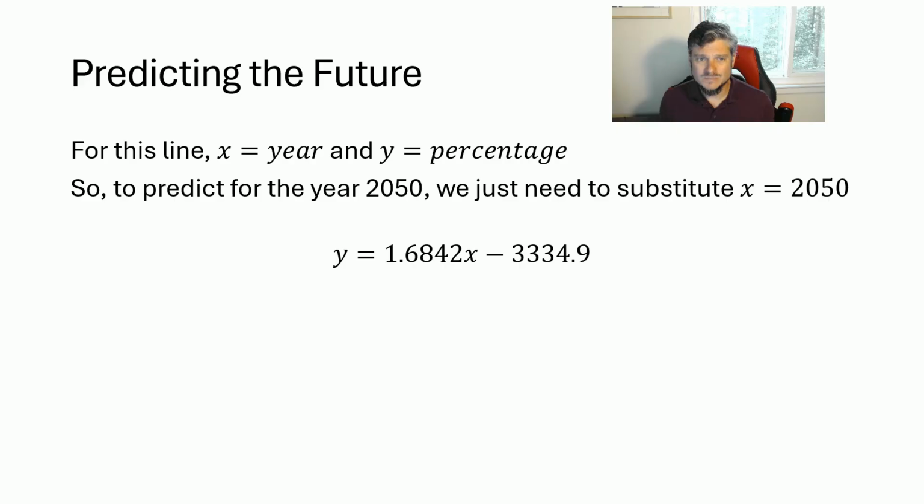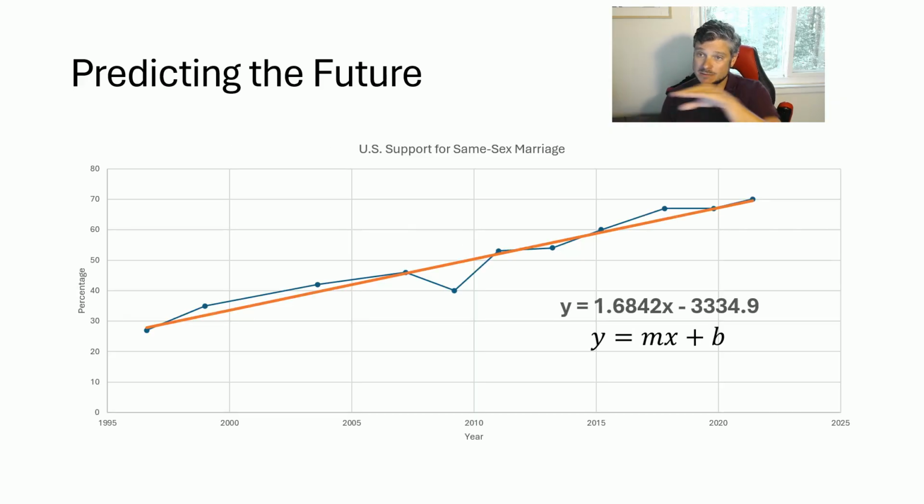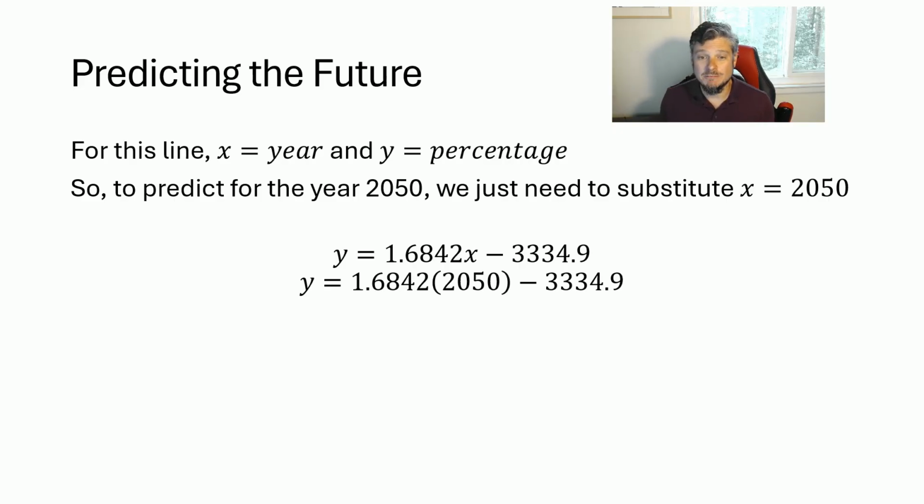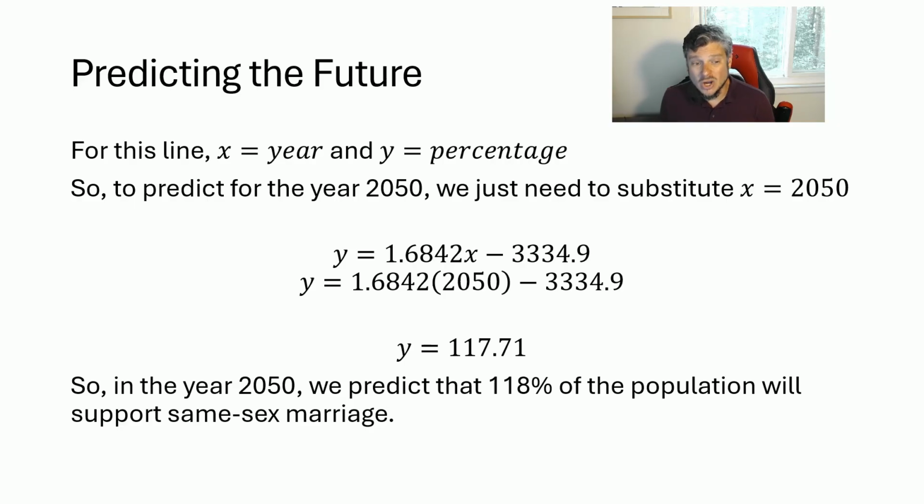So for this line, again, the way I set up my horizontal and vertical axis, x is the year, right? That's my horizontal. The percentage is my y-axis, so y is my percentage. So to predict for the year 2050, once I have my model, I just need to now plug in the year. So I'm going to substitute x equals 2050 for the year 2050. I plug that in, order of operations, multiply first, subtract second, and I get the value 117.71. So in the year 2050, we predict that 118% of the population will support same-sex marriage.